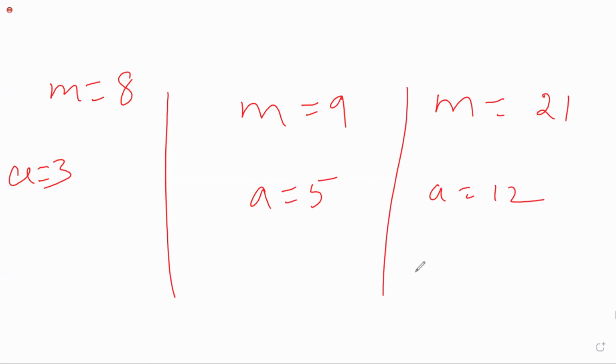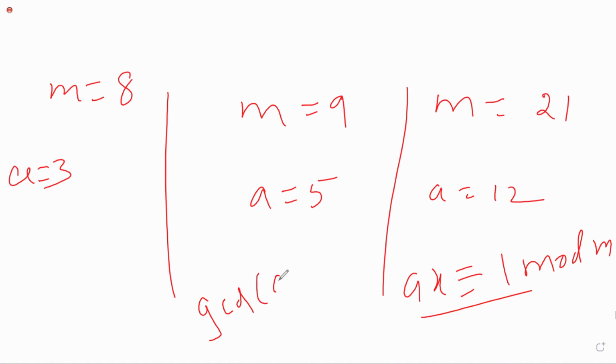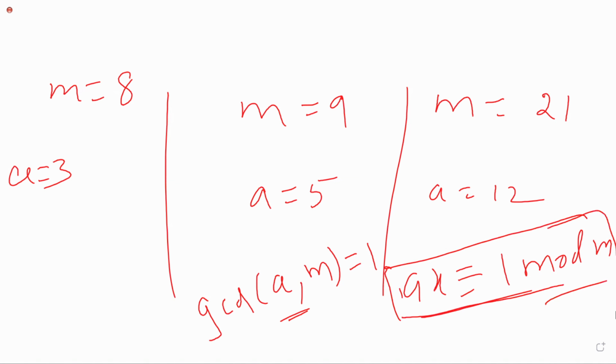The condition is Ax is congruent to 1 mod m. It should satisfy this. Before applying this formula, first calculate the GCD of A comma m. If the GCD of A comma m is 1, then only go with the formula, because then there will be a multiplicative inverse of the given number. Otherwise, there won't be a multiplicative inverse. So this is step 1, and this is step 2.